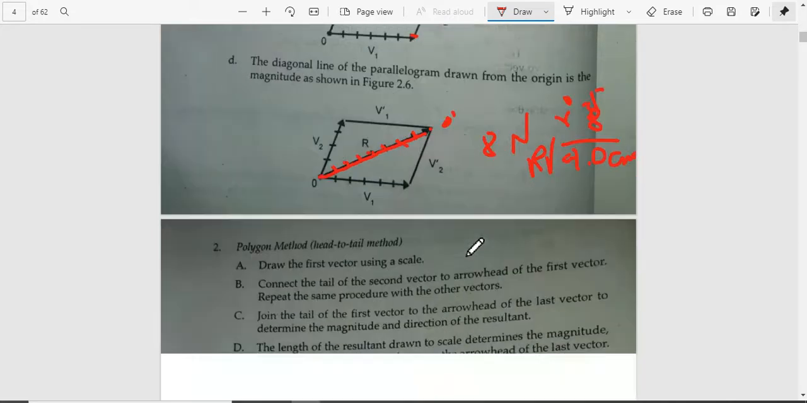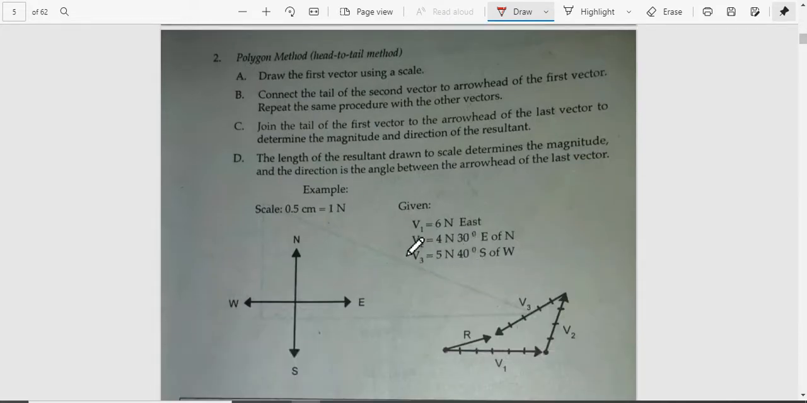That is how simple it is. Next is the head to tail method. The head to tail method is more convenient to use if you are having two or more vectors. With the head to tail method, you use only one origin. Where your head ends, that would be your origin 2. So for example, if you are given V1, V2, and V3, it is the same option as above. From here, that is your V1. From the head of your V1 to this is your V2. Then from the head of your V2, this will be V3.